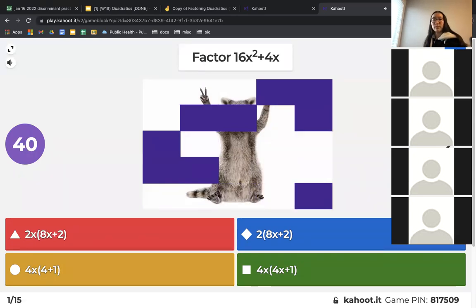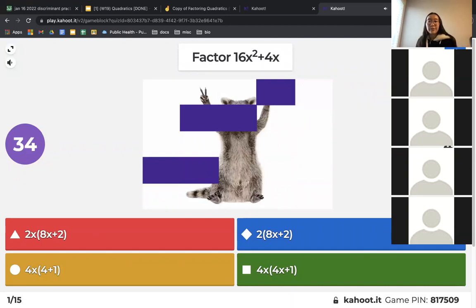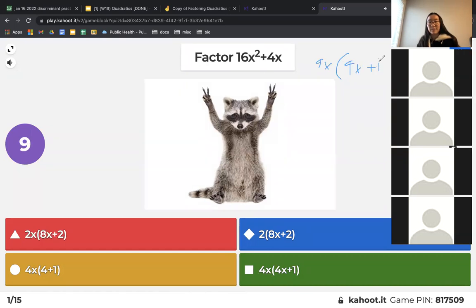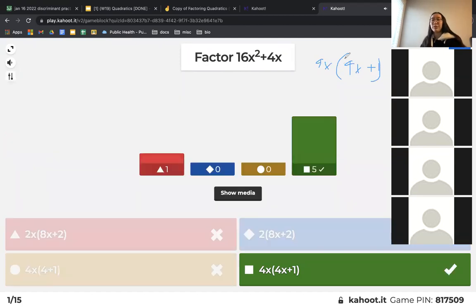4. Okay, 4x. 4x, yeah. So now you divide 16x squared by 4x. What do you have left? 4x. Yep. And then what is 4x divided by 4x? 1. Yep. So basically, it's going to be 4x times (4x plus 1). Basically you just took 4x out. Yeah, just told you guys the answer.